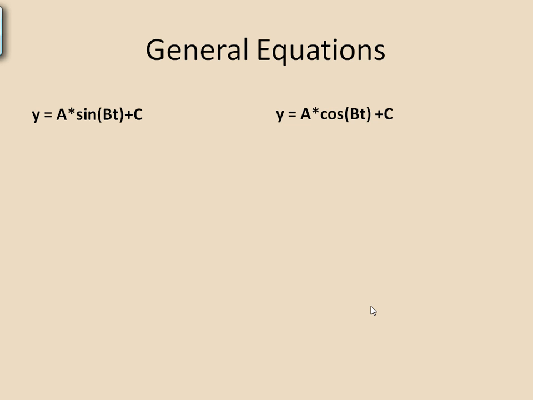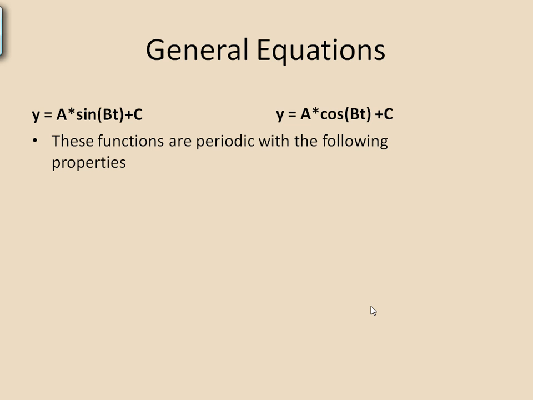So we can write these as general equations. We have y equals A times sine(Bt) plus C, and y equals A times cosine(Bt) plus C. These functions are periodic, and they have the following properties from the general equation. The amplitude of this particular function is going to be the absolute value of A. The period of this function is going to be 2 pi divided by the absolute value of B. That's how often this equation is going to repeat.